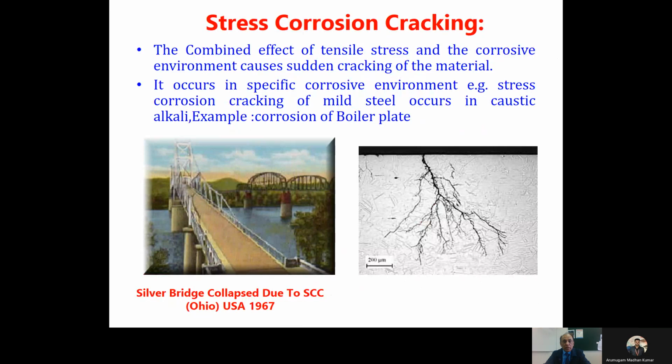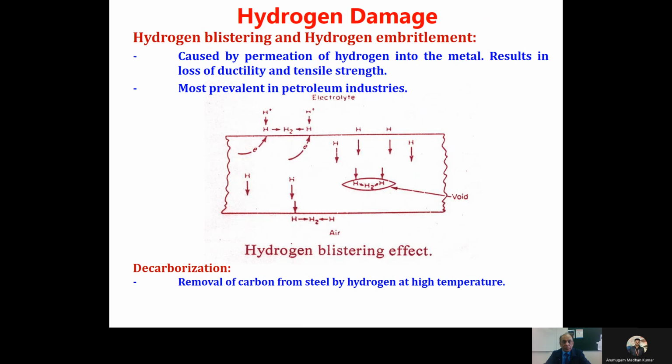Stress corrosion takes place when tensile stress and corrosive environments work together on the material, and this kind of corrosion appears in the form of cracks. One of the bridges in USA collapsed because of this stress corrosion cracking. The Silver Bridge in Ohio collapsed because of this stress corrosion. So we should avoid all these kinds of corrosion. We should take proper measures for avoiding these kinds of corrosion.